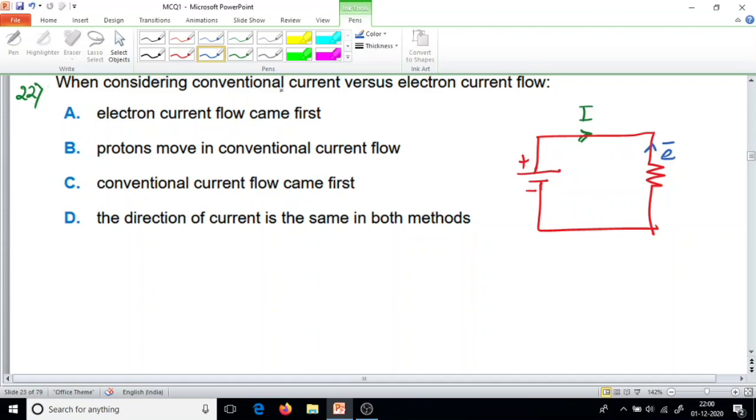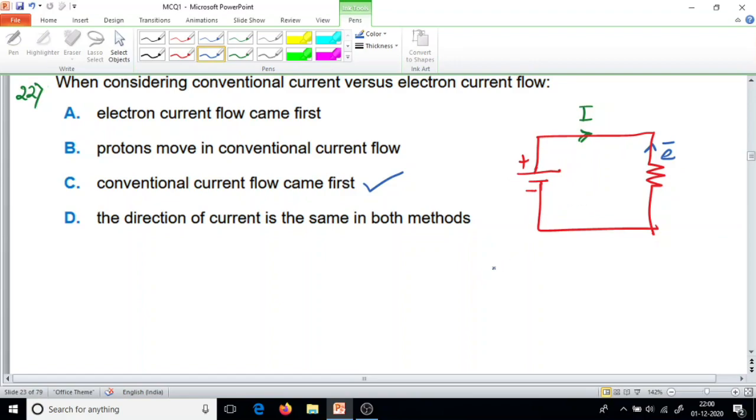So when considering conventional current versus electron flow, conventional current flow came first. Is the direction of current the same in both methods? No. Conventional current flow came first, and that is why we still use the conventional current flow.